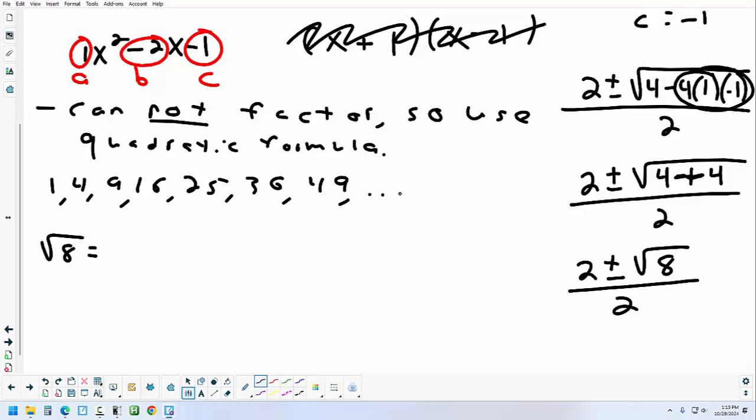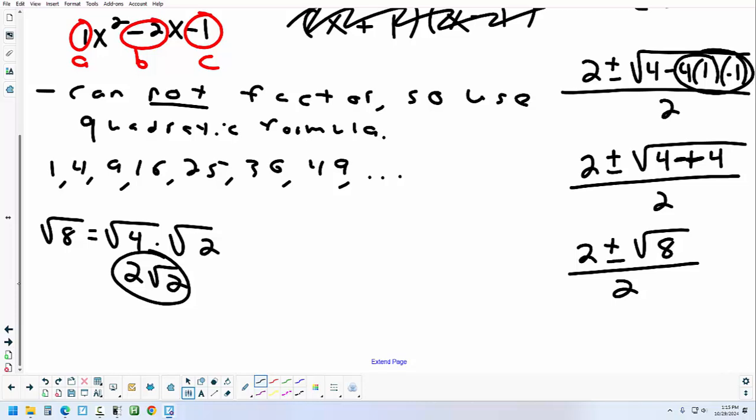So we want to write 8 as something times something, and at least one of the numbers has to be in that list. 4 and 2. Yep. So that's how you break down the square root of 8. The reason I wanted you to use a number in that list is because all these numbers have nice square roots. What's the square root of 4? 2. That's how you simplify the square root of 8.